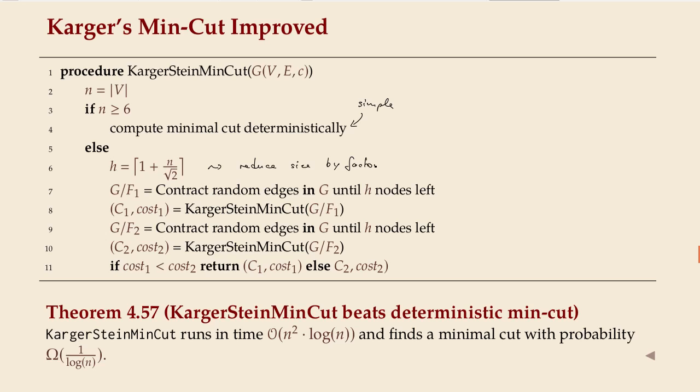So what we do is essentially reduce the size of the graph by a factor 1 over square root 2. Why this magic constant comes up, you will see in a second. It comes naturally out of the analysis. So you contract the graph until it has only h nodes, and then you recursively call the same algorithm for this graph, and then you do the same thing again, but of course these random choices here must be independent. That's the idea. And then again you do recursively the same, and then you get 2 cuts and you just return the better one.